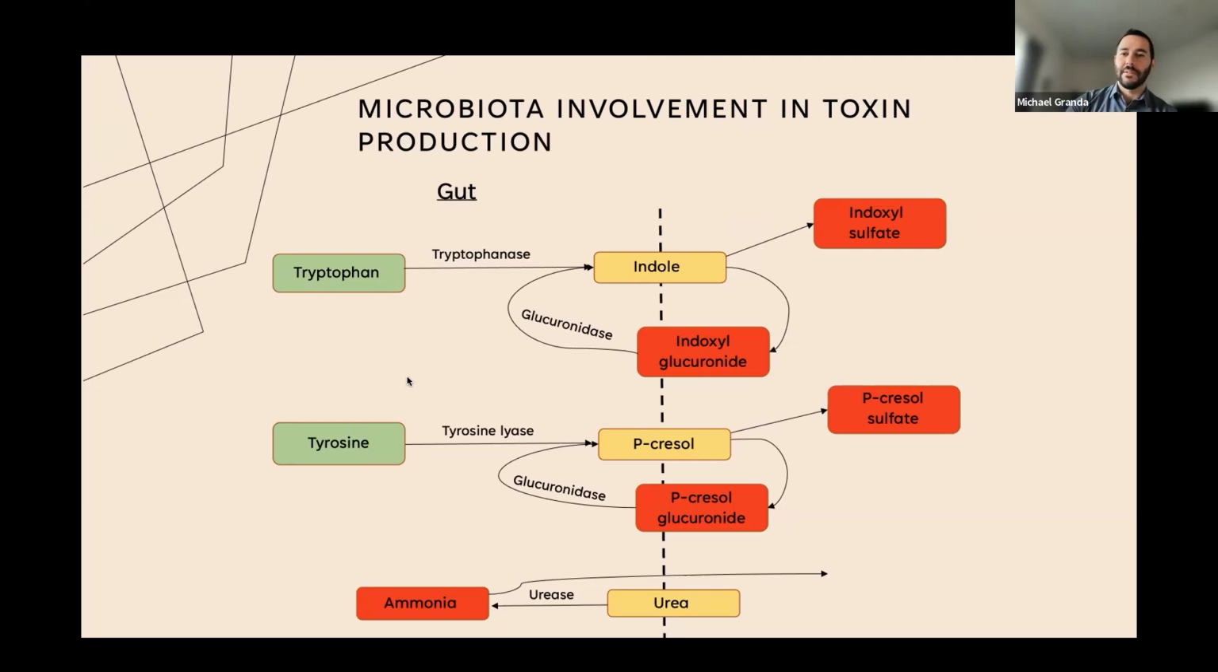Besides ingested products, the gut bacteria also play a role in the metabolism of endogenous products. One notable example is the breakdown of urea, which leads to the generation of ammonia, which is readily absorbed from the GI tract into the bloodstream. And as we know, it's a major source of mortality in our liver disease patients.